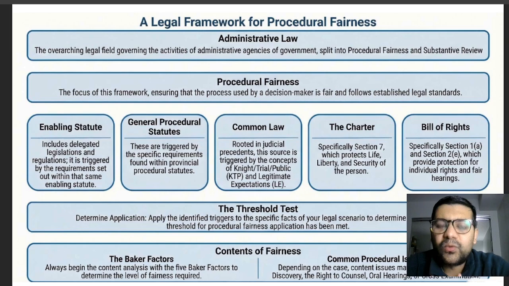To make things way simpler, if a question is about how a decision is made, then this is the procedural fairness question. If a question is about what the decision was, then it's a standard of review question. Now I'll give you the difference further.